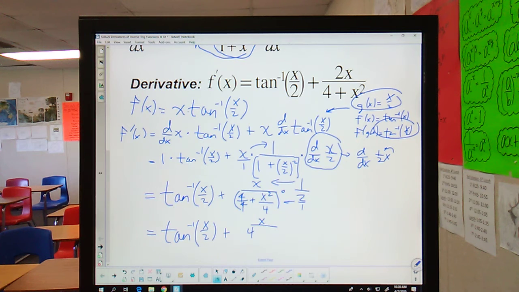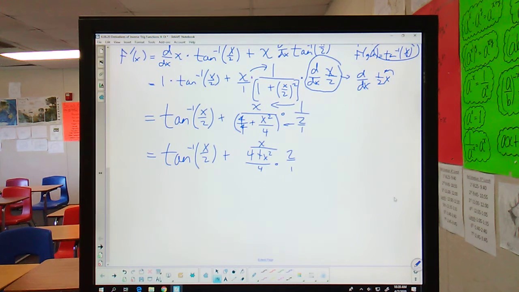Now I have 4 plus x squared over 4 multiplied by 2 over 1. Okay, a little more room here. Inverse tangent of x over 2 added to x over, by the way, can't I cancel that and make that a 2, right? When you're multiplying. All right, so you have 1 here by the 4 plus x squared over 2, and we're almost getting done here. That's just an arrow, all right?